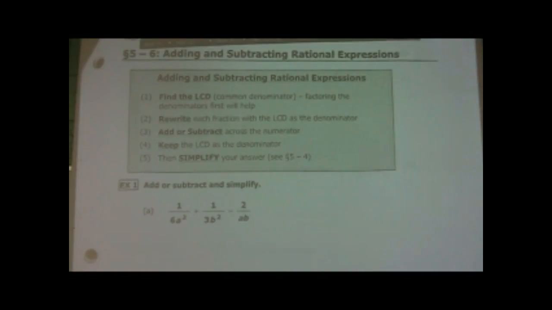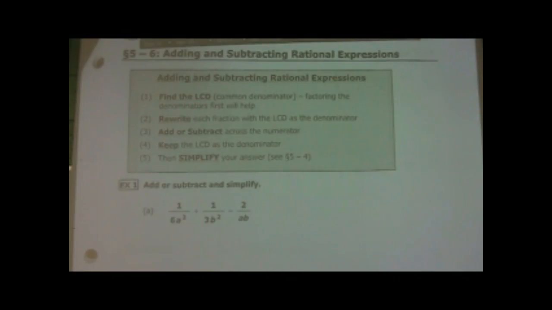So the topic for today is adding and subtracting rational expressions. And the process for doing this is actually just like adding and subtracting regular numerical fractions. The key to this is you have to have a common denominator. And that is oftentimes the most difficult part about this process, is getting a common denominator.